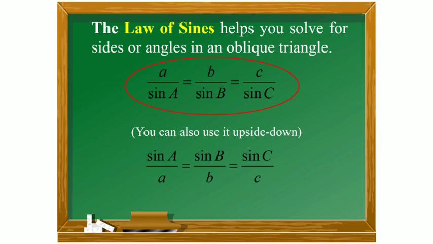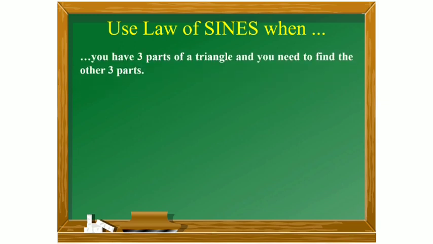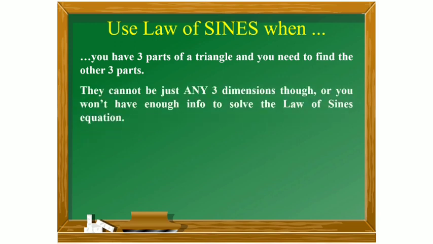But not all the time can you use the law of sines in solving an oblique triangle. There are things you must remember. You can use the law of sines when you have at least 3 parts of a triangle and you need to find the other 3 parts. But they cannot be just any 3 dimensions, or you won't have enough input to solve the law of sines equations.